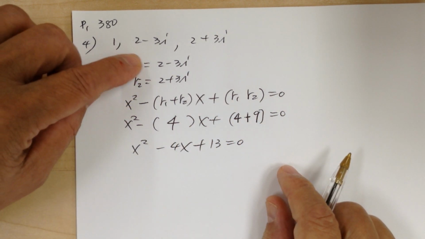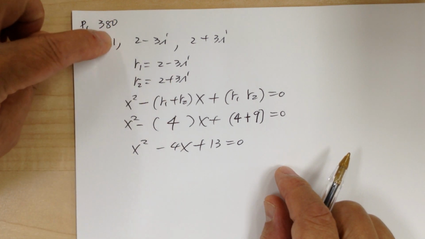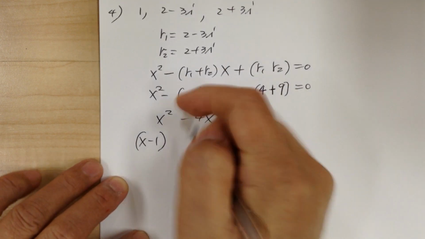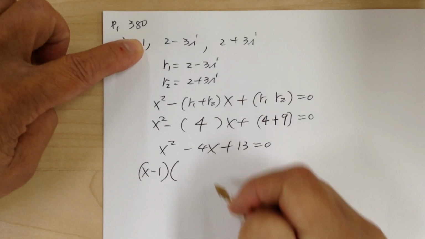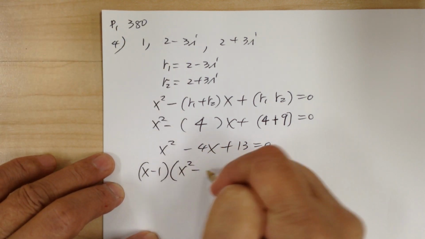So these two roots came from here. Now we're going to include this one. 1 came from x minus 1. Again, this came from here, and these two came from this. So now we can put them all together.